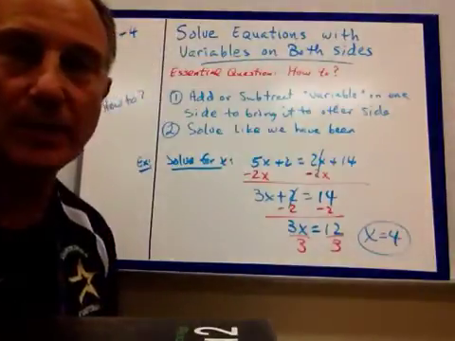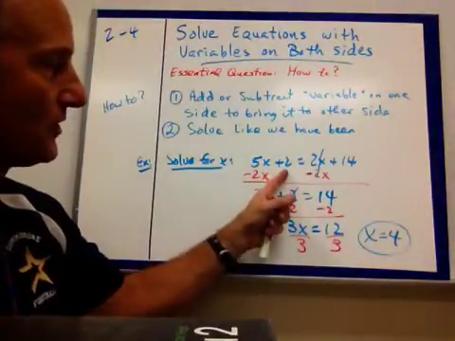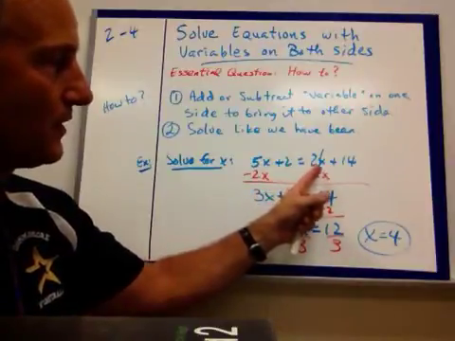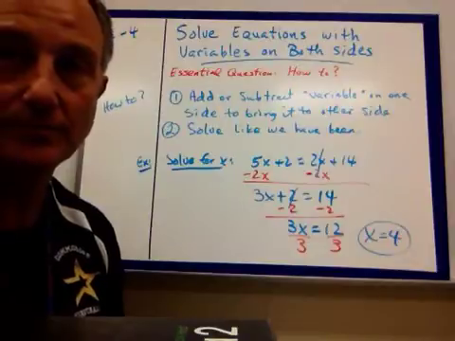You can always plug it back in and check it. 5 times 4 is 20, plus 2 is 22. 2 times 4 is 8, plus 14 is 22. 22 equals 22. So we got the right answer.